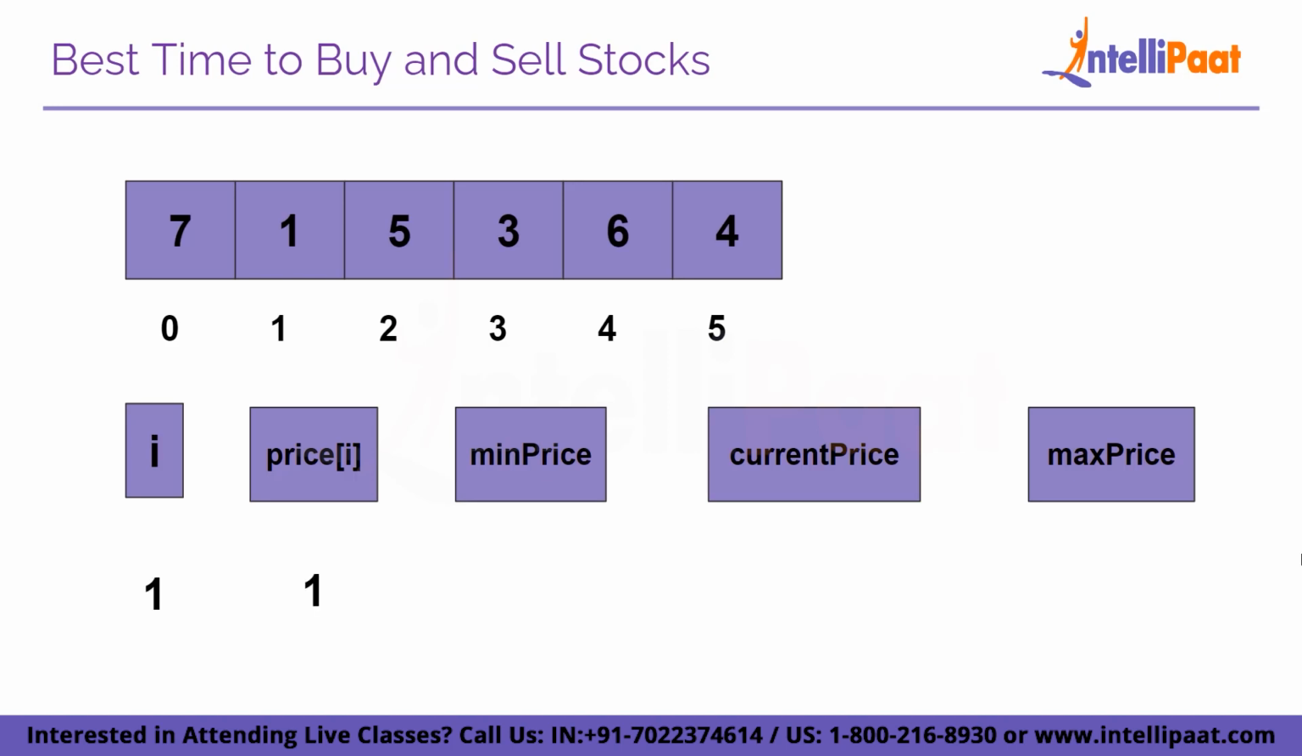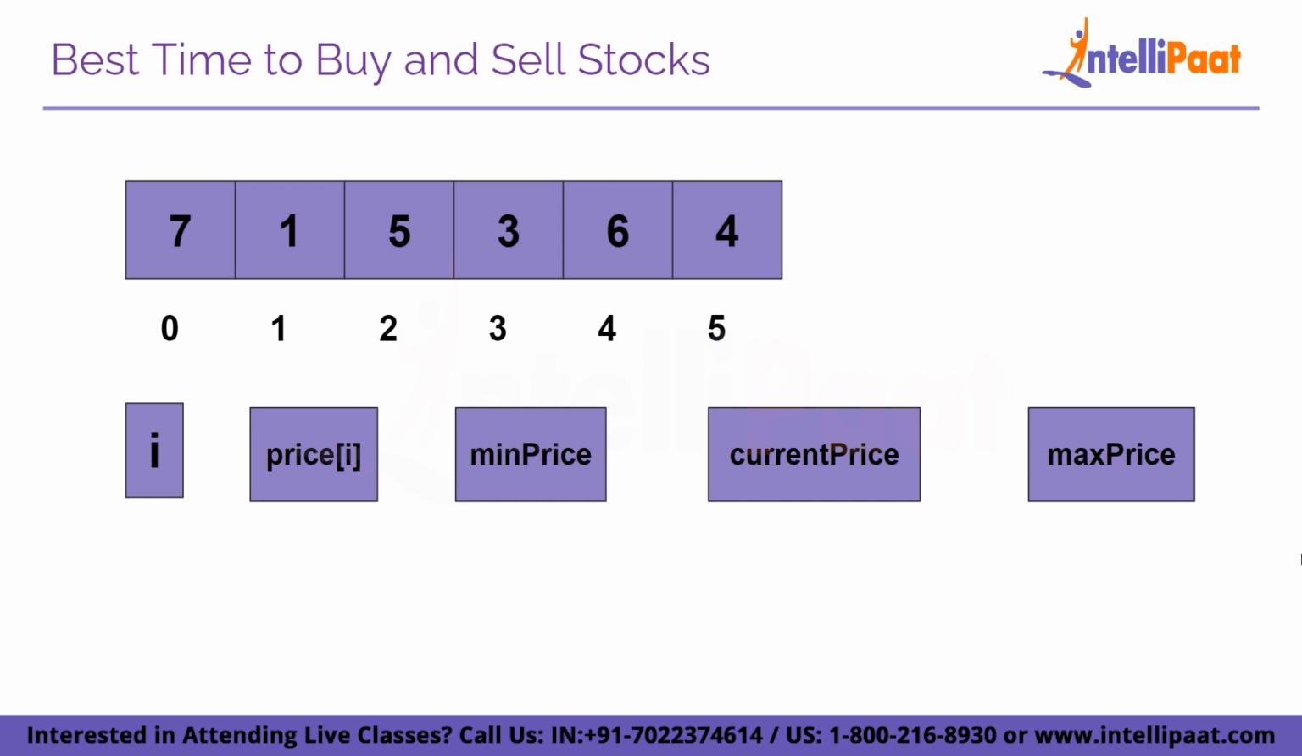Now we will start iterating for i equal to 1. Prices at index 1 is 1 and the minimum price is 7. And here the maximum profit is 0. Now we will compare the prices at index 1 and the minimum price. Here we can see that the prices at index 1 is less than the minimum price, hence we will update the minimum price to 1. At i equal to 2, the prices at index 2 is 5 and the minimum price is 1. Here the prices at index 2 is greater than the minimum price, so we will go to the else part and find the current profit, which is equal to the prices at index i minus minimum price, which is equal to 4. Now we will compare the current profit and the maximum profit. The maximum profit is less than the current profit, so we will update the maximum profit to 4.